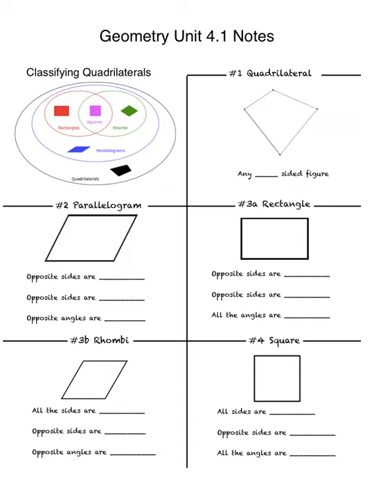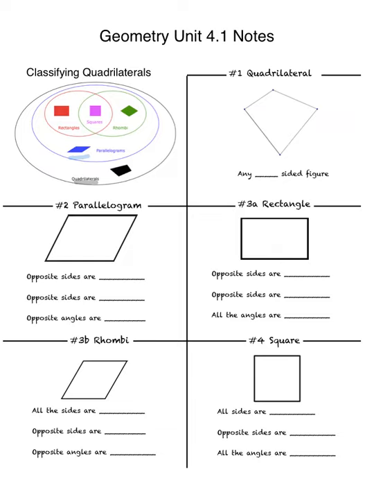It says classifying quadrilaterals. And you'll see the quadrilaterals, the little black things, are in the circle, quadrilaterals. Everything in there is a four-sided figure, is a quadrilateral. But notice a smaller group of quadrilaterals are the parallelograms. So all parallelograms are quadrilaterals, but not all quadrilaterals are parallelograms. Not every four-sided figure meets the conditions to be a parallelogram, but every parallelogram has four sides.